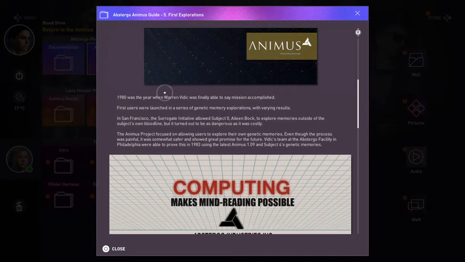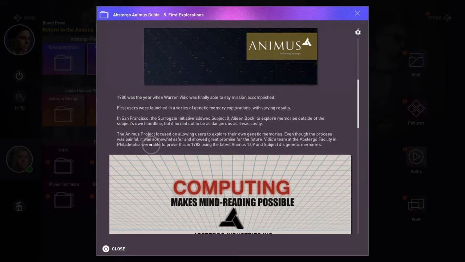1980 was the year when Warren Vidic was finally able to say mission accomplished. First users were launched in a series of genetic memory explorations. In San Francisco, the Surrogate Initiative allowed Subject Zero, probably superseding Desmond, Eileen Bach, to explore memories outside of the subject's own bloodline. But it turned out to be as dangerous as it was costly.